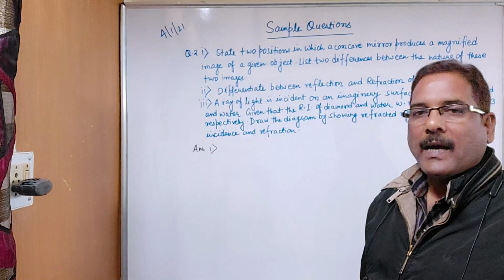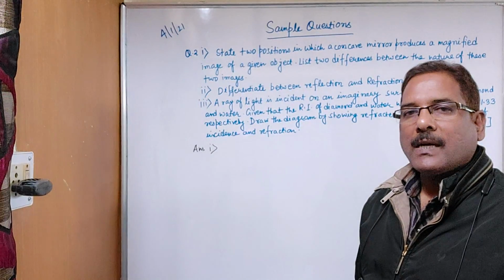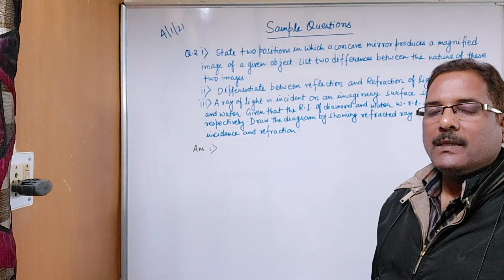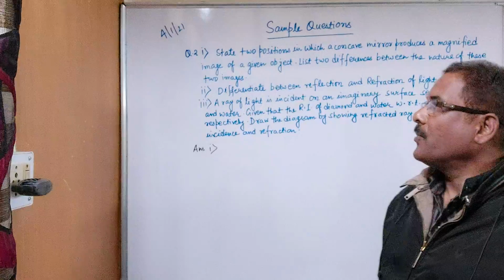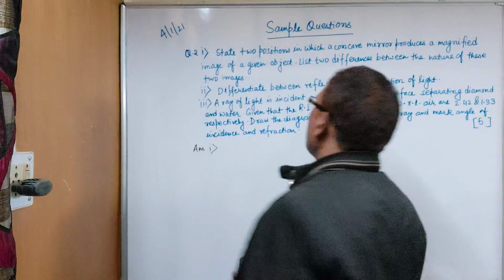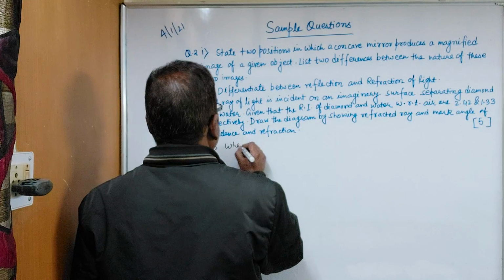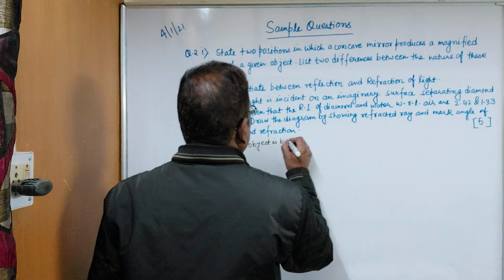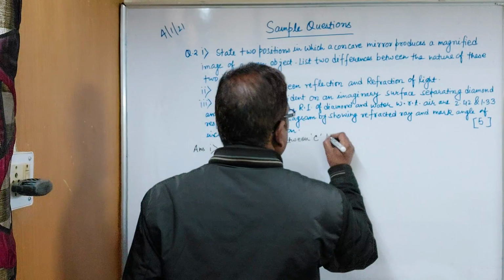When object is at C, then we are getting an image which is also equal to the size of object. And when object is between C and F, it means further if we move the object towards the pole, so when between C and F, then we are getting a real magnified image. So the first case, when object is between C and F.